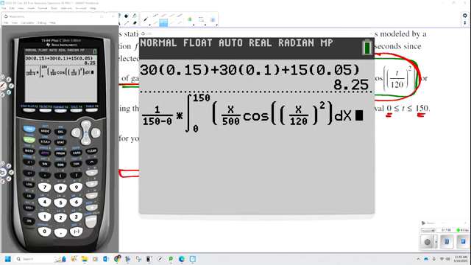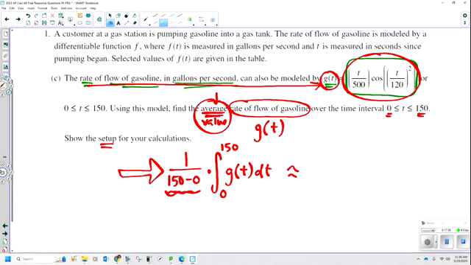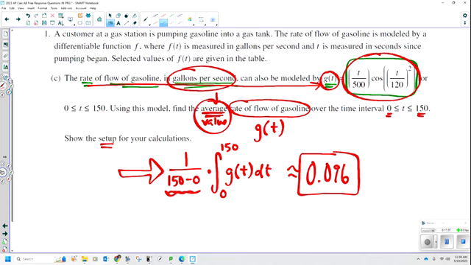Okay? So I hit enter, and I should get 0.09. I'm going to round that up to a 6 because the number after it is 5 or bigger. All right? So that's going to be approximately 0.096. They don't ask for labels, so that's all I'm leaving. Boom. But it's an average rate of flow, so the average rate of flow will be 0.096 gallons per second. All right? But they don't ask for it, so I don't leave it. Simple.